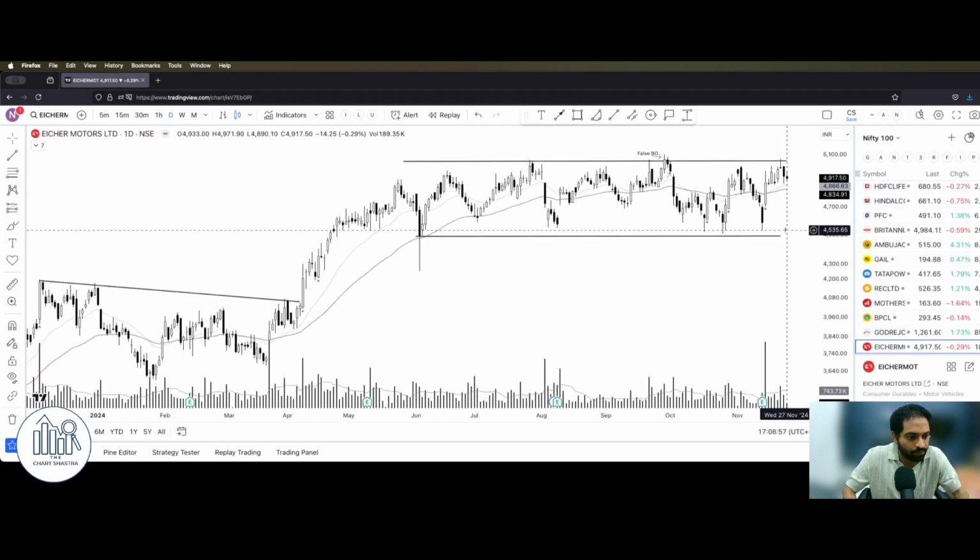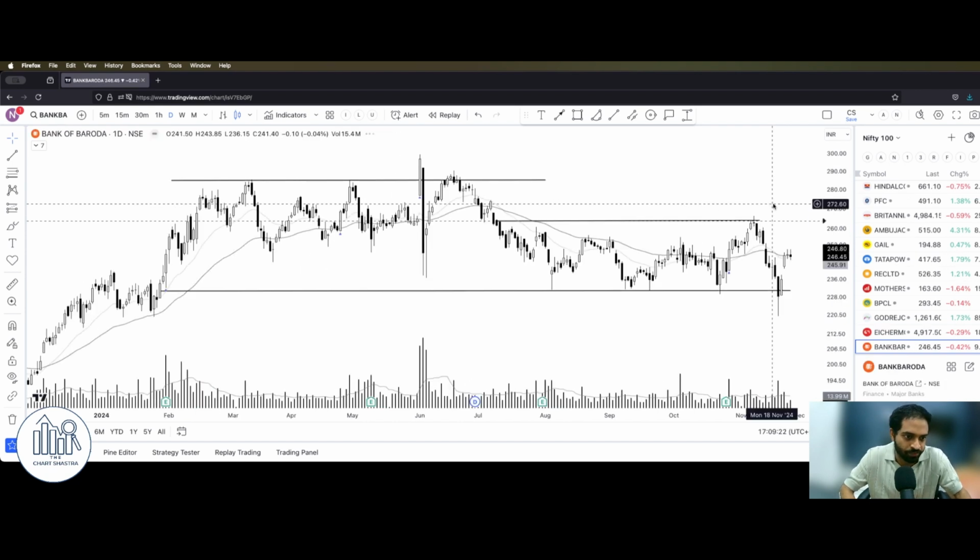Eicher Motors, this is something very interesting. If you see all the auto charts, they have been correcting or sliding down. But look at this name, this is still holding up. Probably when the sentiment turns positive, Eicher Motors might make a move. It would be the first one to make a move, and M&M is also another name which is holding strong.